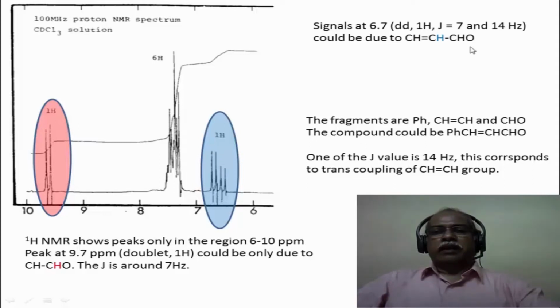So we have now identified a fragment which corresponds to CH=CH-CHO. This is CHO, and this is the adjacent CH, which is the blue hydrogen, in the gradient shaded region. In other words, this blue hydrogen is split by the aldehyde hydrogen by 7 hertz. It's also split by another hydrogen which is adjacent to this particular hydrogen by 14 hertz. Because it is a very large coupling constant, the stereochemistry probably is trans. In other words, a CH=CH in the trans coupling is what is responsible for the 14 hertz coupling.